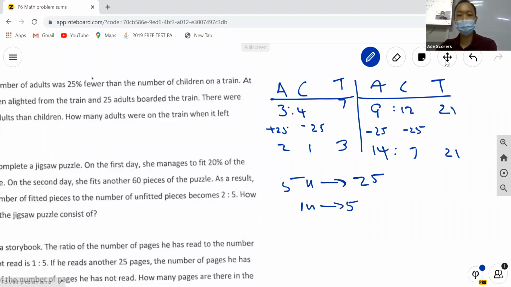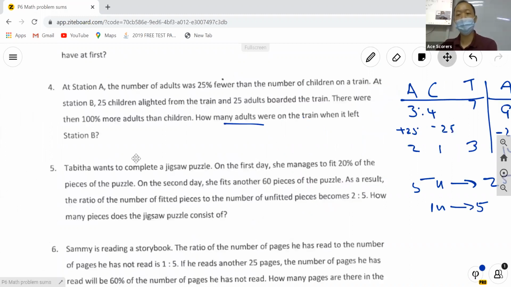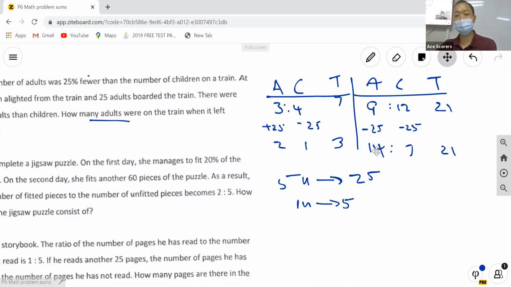Now if 1 unit is 5, what can I do? We want to find how many adults were on the train when it left. When it left which station? Station B. So station B is the final one. Okay, the second one. So I want to find 14 units. So 14 units will just be 70. So the answer is 70. You get 70? All right.